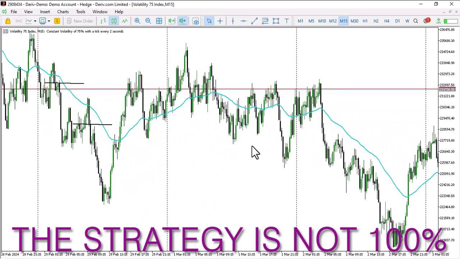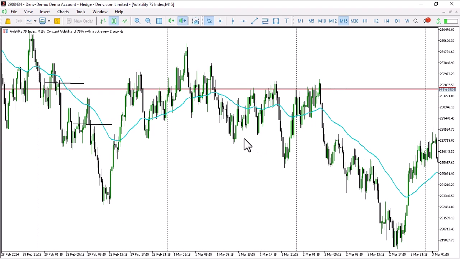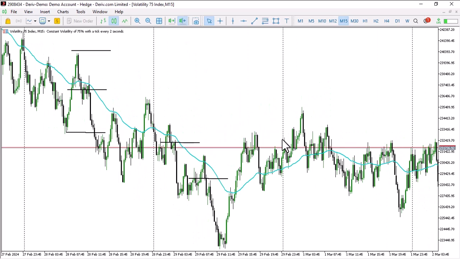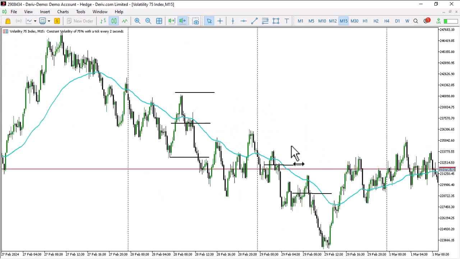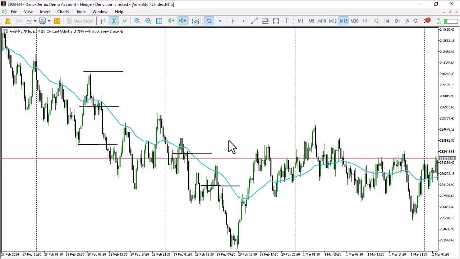But it's not like that. You see some trades that will fail using this strategy. So don't go all in with all that you have, right? You have to understand that this strategy is not 100% accurate, so you have to trade carefully.